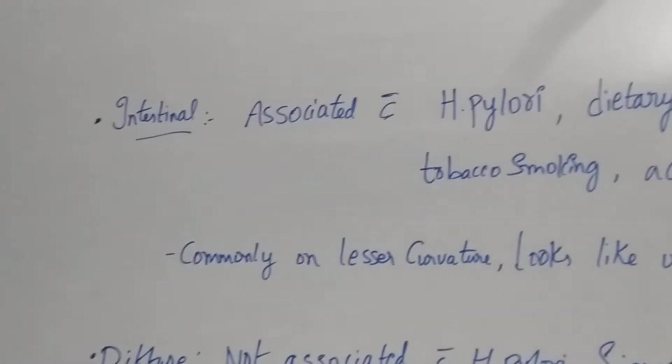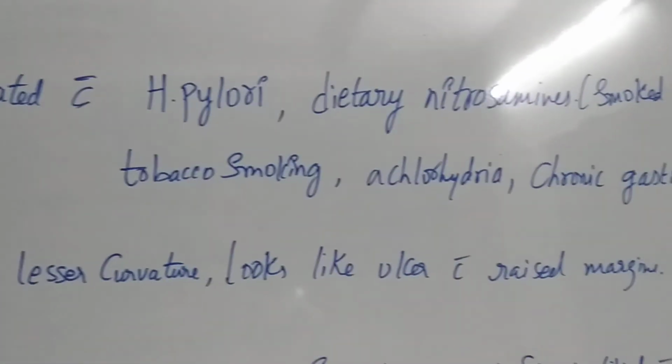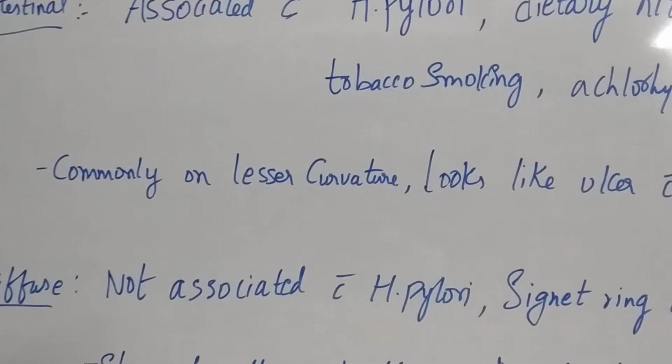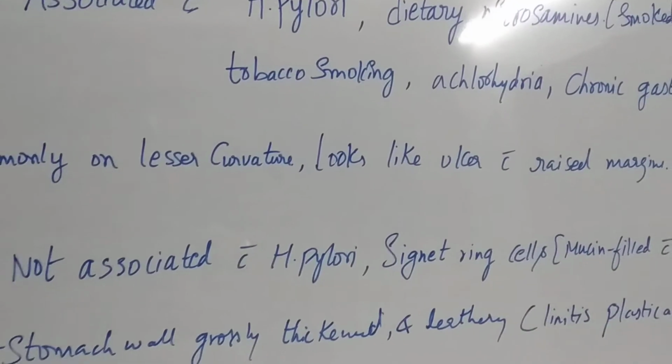So the intestinal type is associated with Helicobacter pylori, dietary nitrosamines, that is in smoked foods, tobacco smoking, achlorhydria, and chronic gastritis. It commonly occurs in the lesser curvature and looks like an ulcer with raised margins.